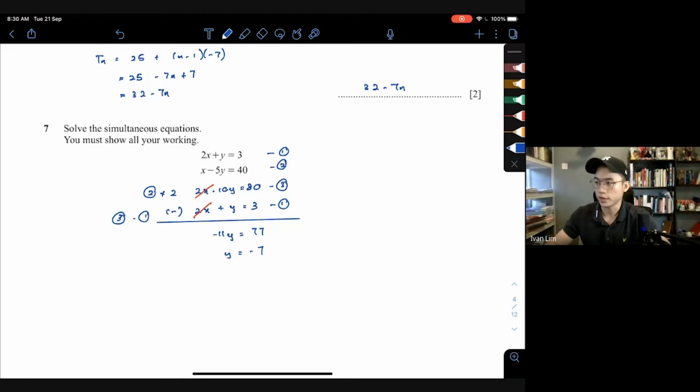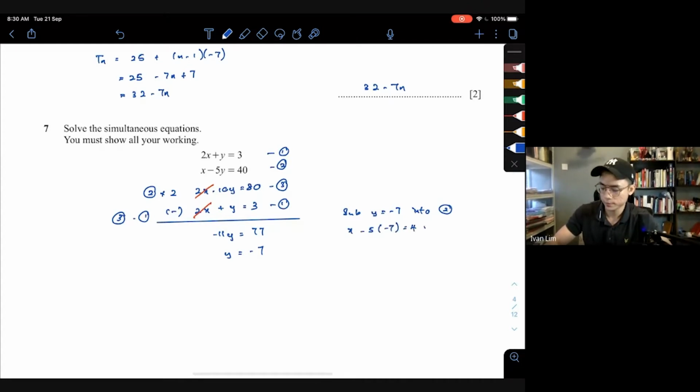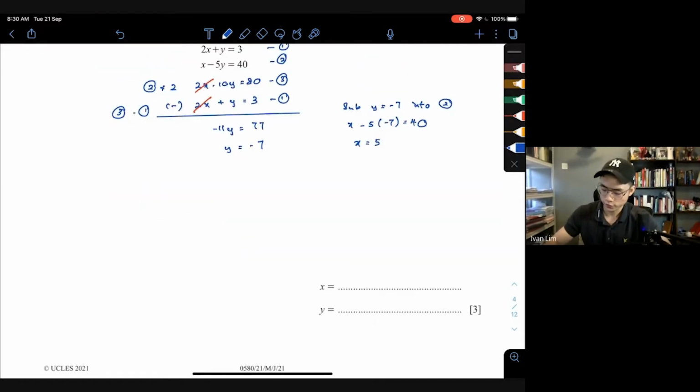Just sub into any equation. So I'll sub y equals -7 into, let's say, equation 2. I think it will be the easier one. Actually no, it's all the same. Okay, you get x equals 5. So x equals 5, y equals -7.